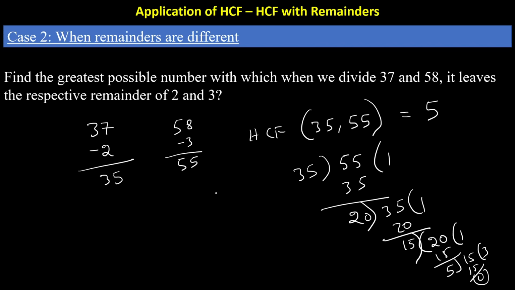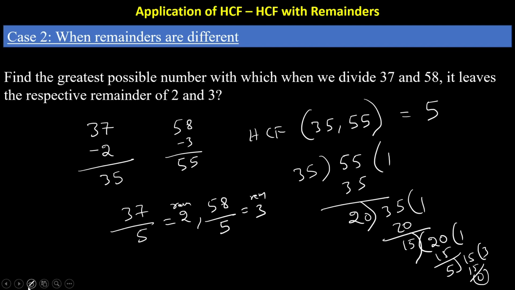So what is our answer? 5. So 5 is the greatest possible number. If you divide 37 with 5, it will give remainder 2. If you divide 58 with 5, it will give the remainder as 3. If you want, you can check. 37 divided by 5, 5 sevens are 35, remainder is 2. You can check 58 also. 58 divided by 5, 5 elevens are 55. What is the remainder?